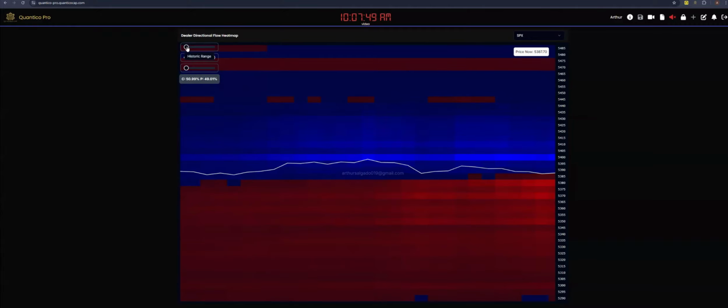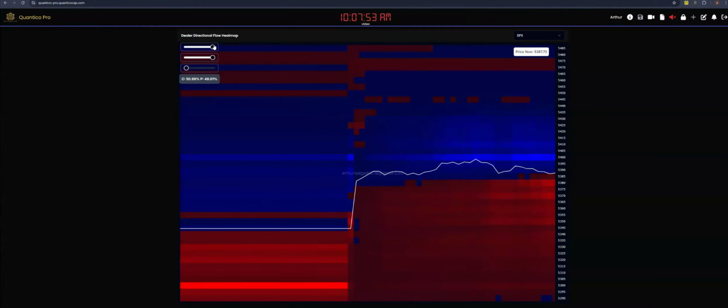And up here, we see the historic range. So right here, it's on the lowest. If we go and raise it more and more, we can actually see more into the past. So we can see the historical difference of the market and what it did.